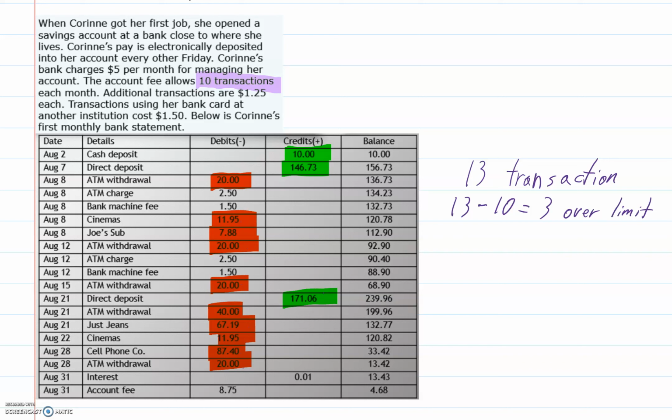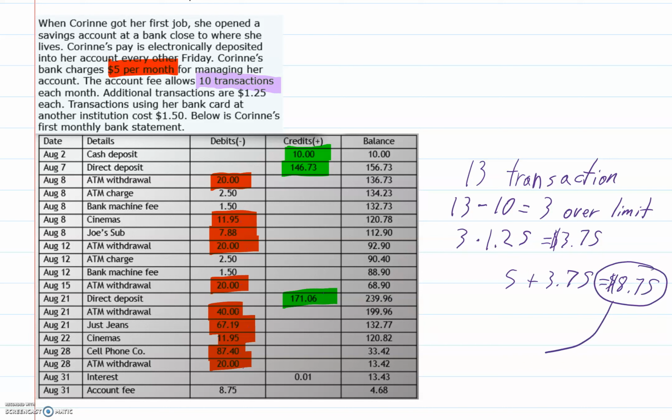Okay, and every single time she has any additional transactions, so any of the over limit ones, all cost $1.25. So 3 times $1.25, and we have $3.75 is how much extra she's losing because she's spending it on just over limit charges. Okay, and her regular monthly charge is $5 per month. It just charges her $5 a month. So we should add those together. So 5 plus $3.75, and we get $8.75. That's how much she's spending just for the privilege of having a bank account every month. And here is that amount, account fee. That's why it's not just $5, it's because she went over her limit.